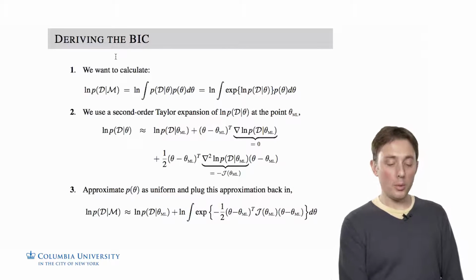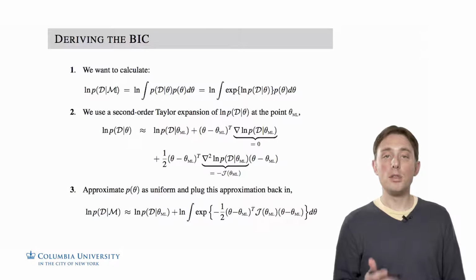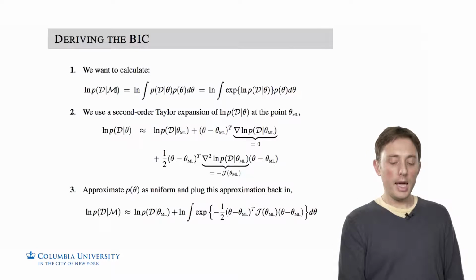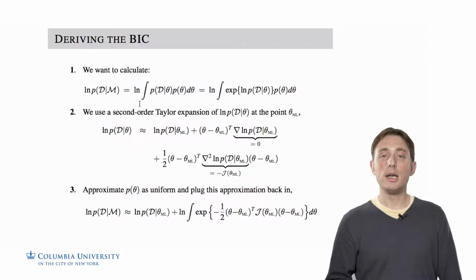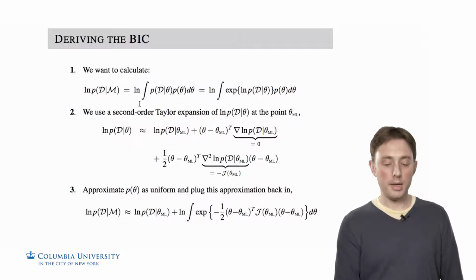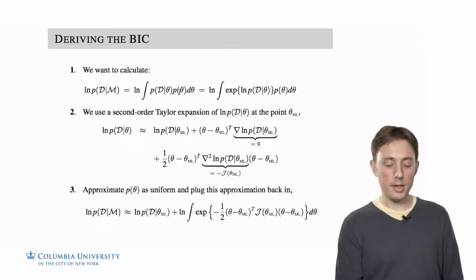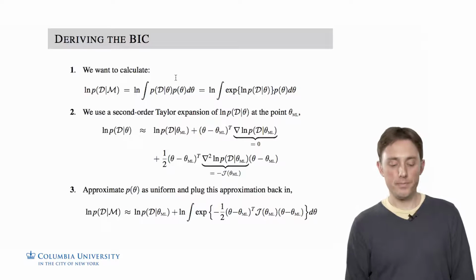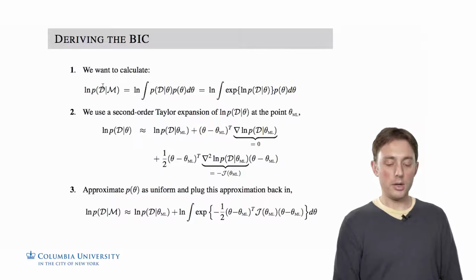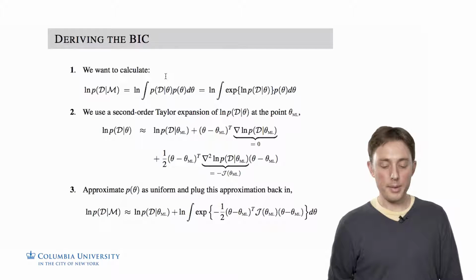Again, remember that what we want to do is calculate the log of the marginal likelihood of the data given the model, and we're going to write that as the log of an integral over the likelihood of the data given a model parameter setting theta times the prior probability of theta that we are going to define, integrated over theta. So this is the marginal likelihood of a data set represented as an integral over the model parameters.